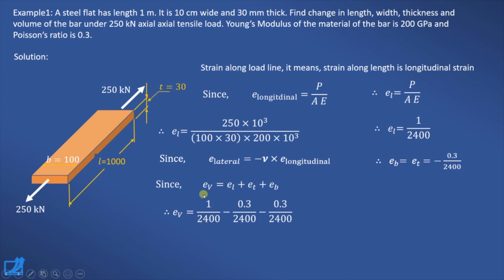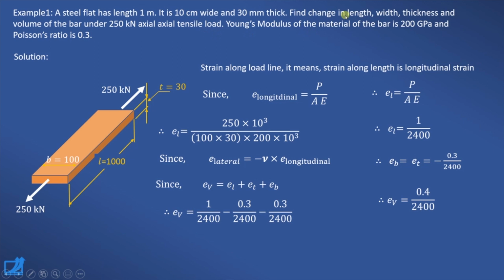So EL plus EB, but EB is negative, plus ET, ET is negative. So volumetric strain is 0.4 times 1 by 2400. So this is volumetric strain. This is how, when you are interested in finding change in length or change in dimensions in general and change in volume of the bar, first you should find the corresponding strain.